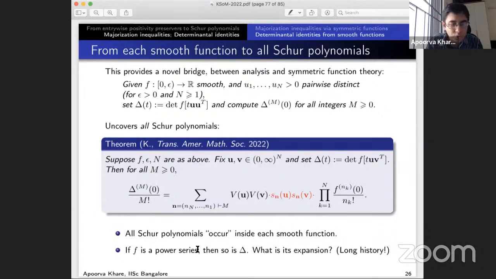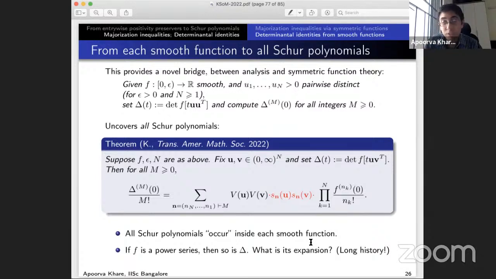And the last thing to do is to tell you about this old area of mathematics, which actually now connects to this. If f is a power series, suppose I start with a power series, then of course the right-hand side here, this determinant, is also a power series, with some radius of convergence. What is the expansion of this power series in terms of the power series of f? This turns out to have a very long history again.